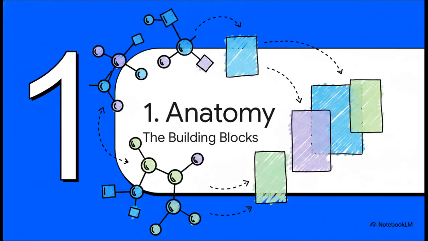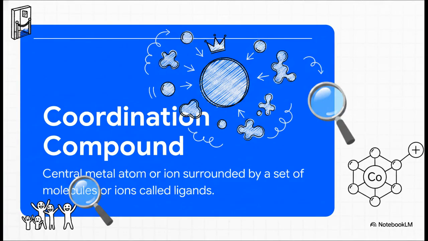All right, Section 1, Anatomy of Coordination Compounds, the building blocks. So the concept here is actually beautifully simple. Think of a coordination compound, some people call it a complex compound, kind of like a VIP section at a club. You've got the central metal atom or ion, right? That's our VIP. It's usually a transition metal playing the role of a Lewis acid because, well, it's got these vacant orbitals just sitting there waiting to accept electron pairs.